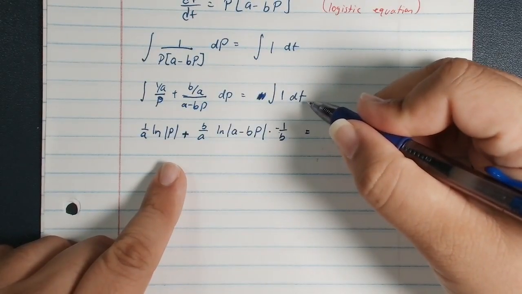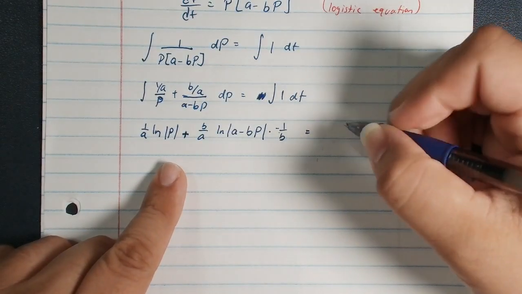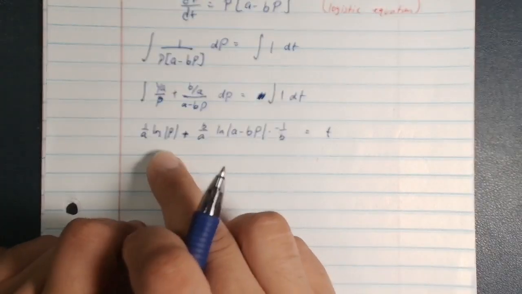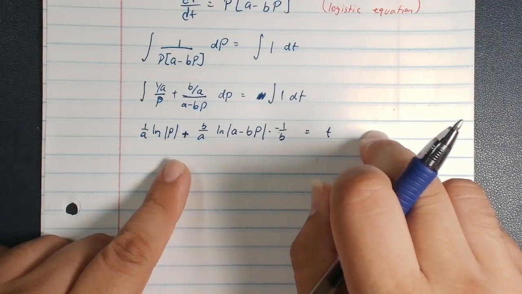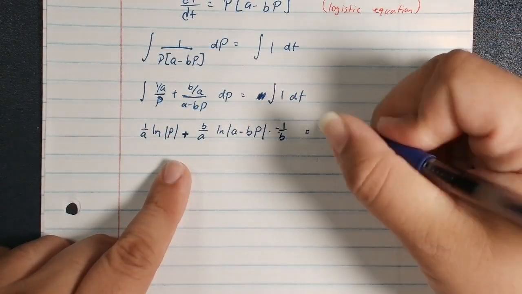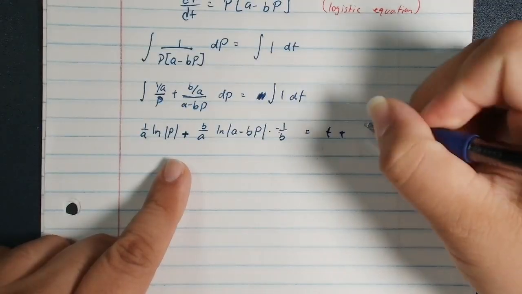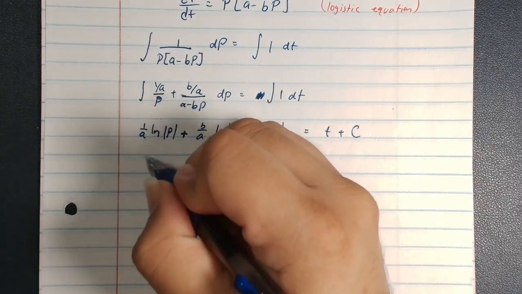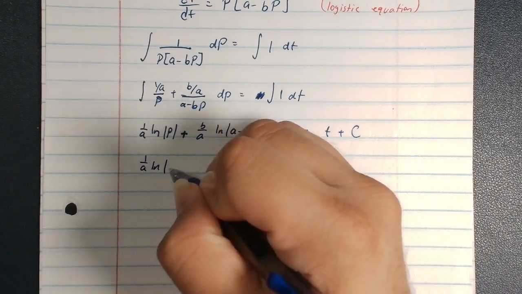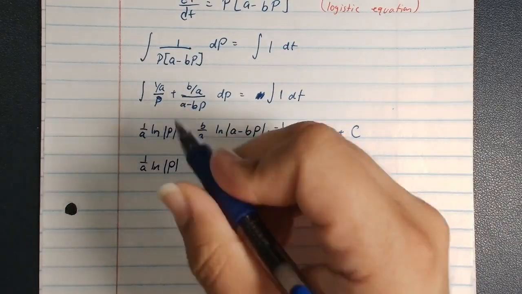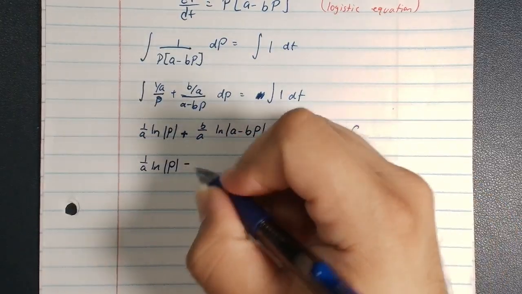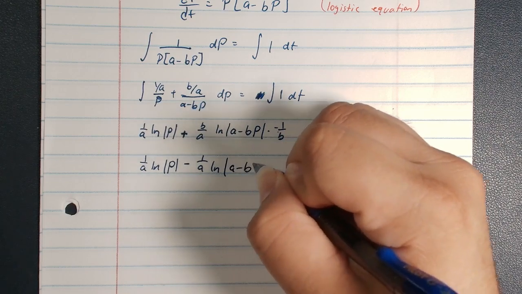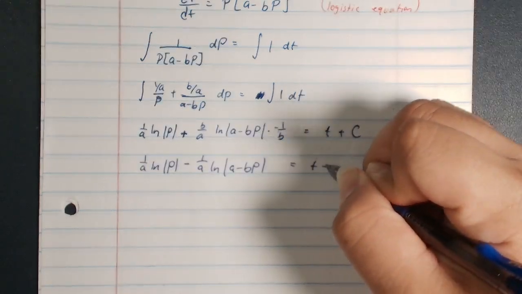And then over here, the integral of 1 with respect to t is just 1t. Now, of course, all these have constants of integration, and I could put a plus c1 and plus c2 and plus c3. But since they're all constants, I'm just going to merge them all together and say this is plus c over here on this side. All the constants will come together. So here I've got 1 over a, natural log absolute value p, minus, and my b's cancel out there. So I get 1 over a natural log of a minus bp equals t plus c.